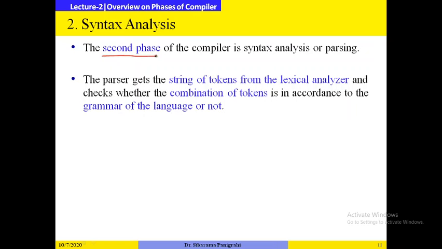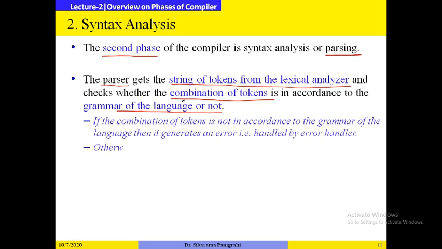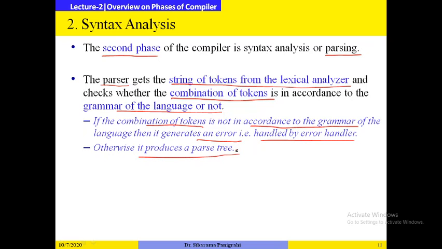So the second phase of the compiler is called syntax analysis, or parsing. The parser, or syntax analyzer, gets the string of tokens from the lexical analyzer and checks whether the combination of tokens is in accordance with the grammar of the language or not. If it is, it generates a parse tree. Otherwise, it generates an error that is handled by the error handler.